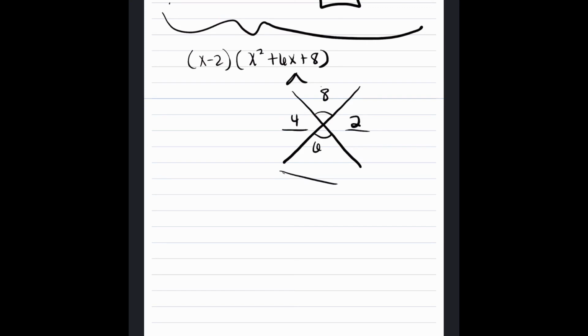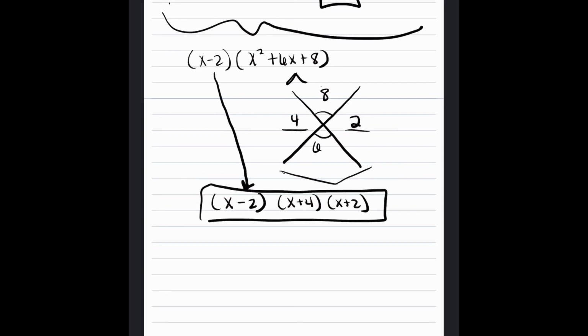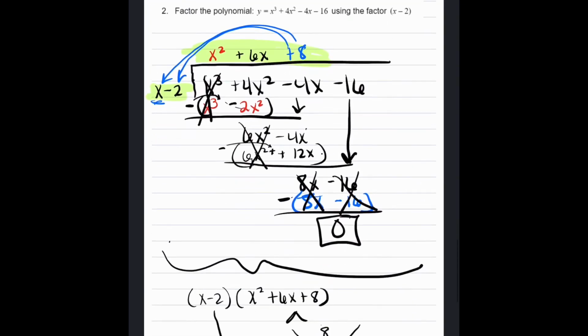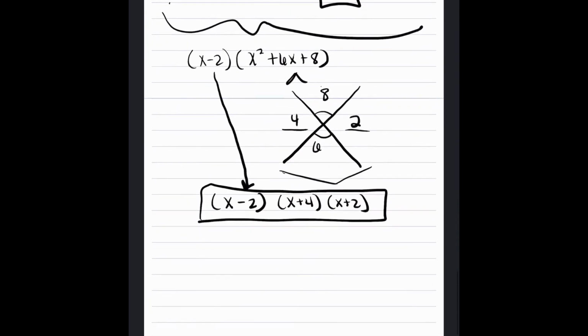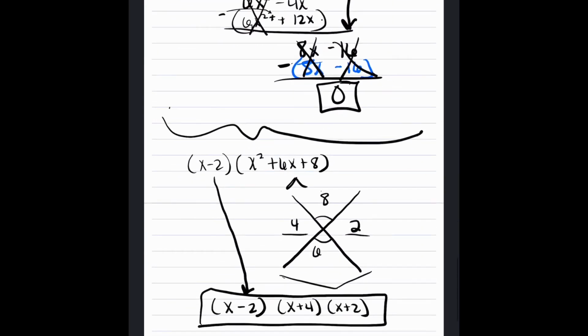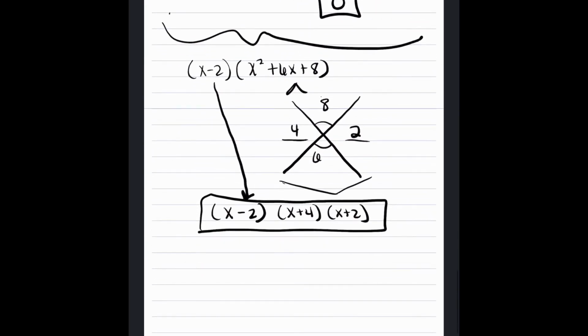And then, taking these out, this would become x plus 4, x plus 2. And then don't forget about the original factor, so x minus 2. And this entire expression would be the factored form of number 2. Again, please show all your work and then take pictures of your work and paste it on the Google Docs.